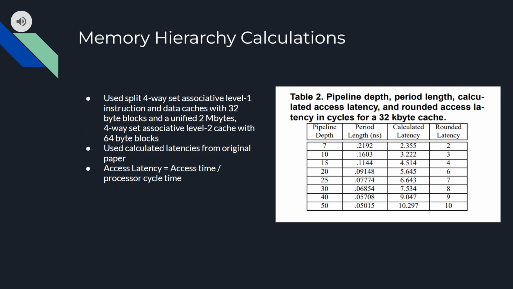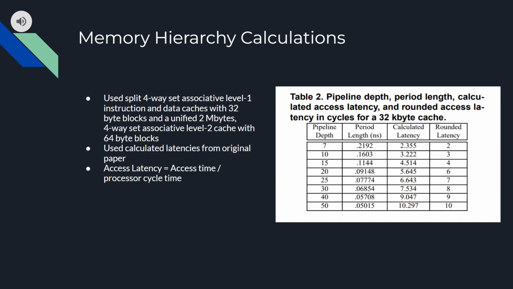So in order to validate the original authors' results successfully, we needed to emulate all the parameters that they were using in their simulator and ours. One of these things includes their memory hierarchy calculations. So we emulated them by using a split four-way set associative level 1 instruction and data cache, both with 32-byte block sizes, and a unified 2 megabyte four-way set associative level 2 cache with 64-byte blocks. Then we also used calculated latencies from the original paper as seen in table 2 on the right. And this latency was calculated by access time divided by processor cycle time.